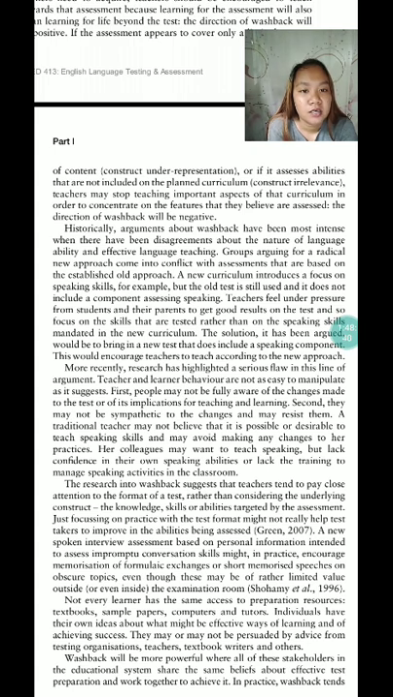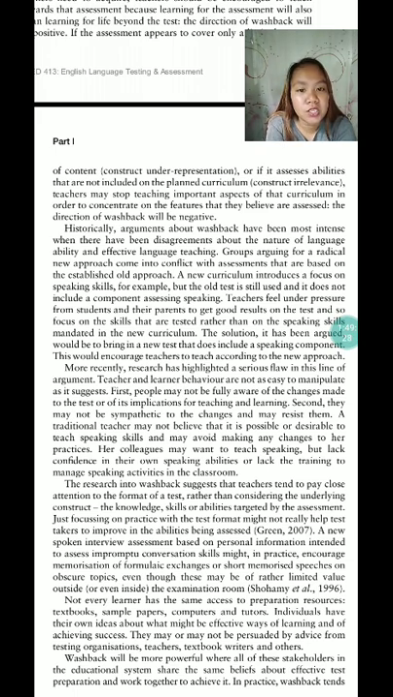Teachers feel under pressure from students and their parents to get good results on their tests, and so focus on the skills that are tested rather than on the speaking skills mandated in the new curriculum. The solution, it has been argued, would be to bring in a new test that includes a speaking component. This would encourage teachers to teach according to the new approach.